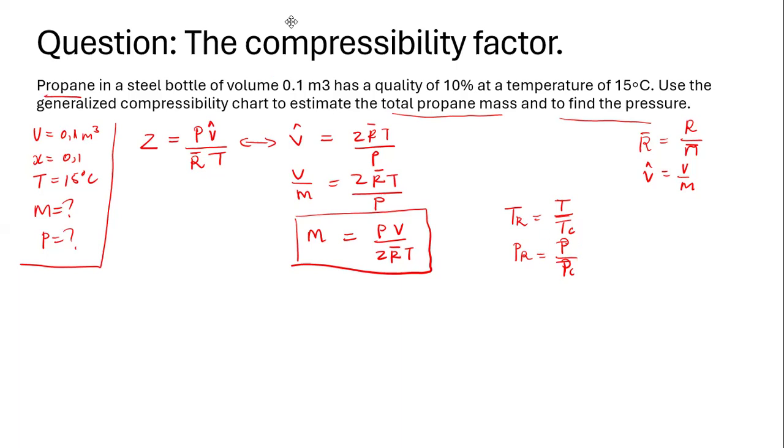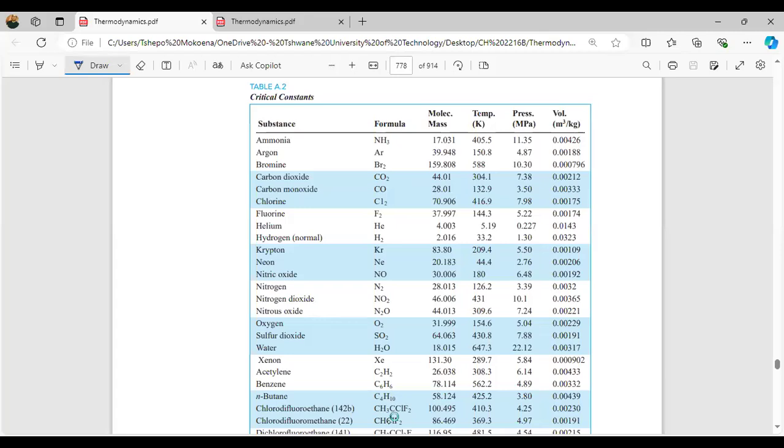So now let's go through the table to get the critical values. Our critical values at this point in time, hope the table is right. So here we have the critical constants for all of these substances.